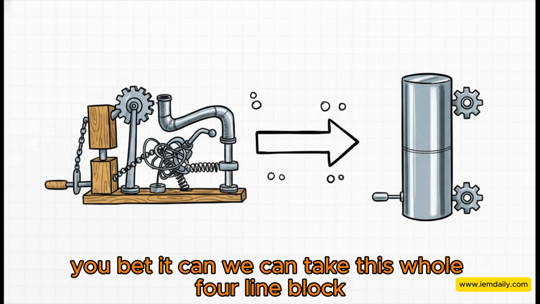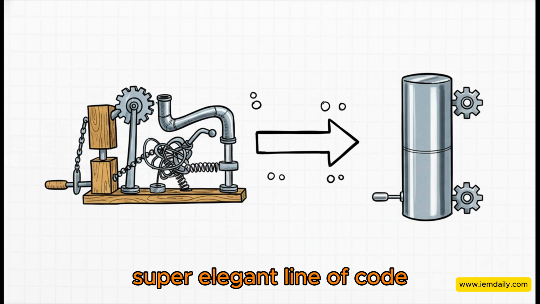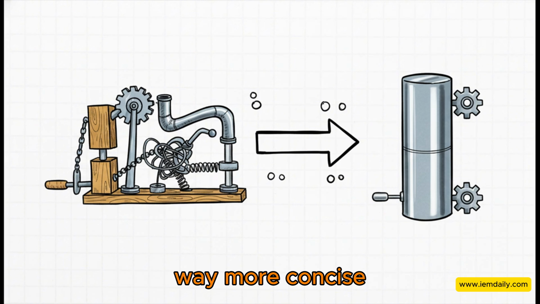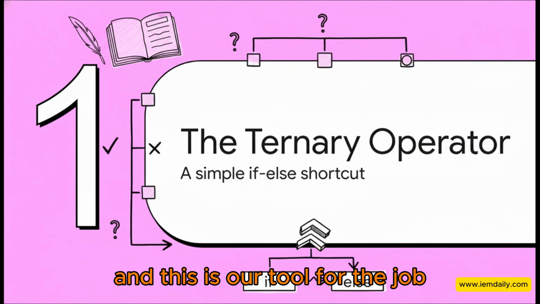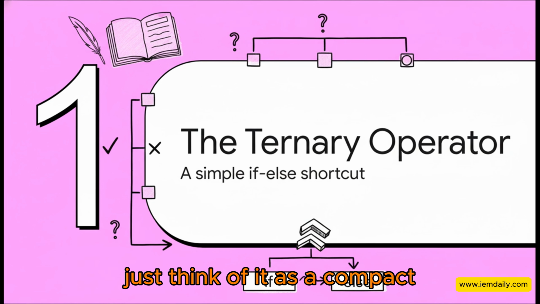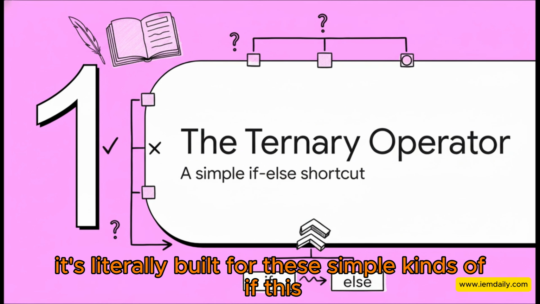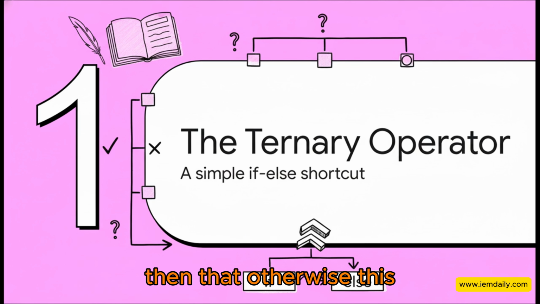We can take this whole 4-line block and squash it down into a single, super elegant line of code. We're talking the exact same logic, the exact same result, but way, way more concise. And this is our tool for the job, the ternary operator. Honestly, just think of it as a compact, specialized version of an if-else statement. It's literally built for these simple kinds of if this, then that, otherwise this.